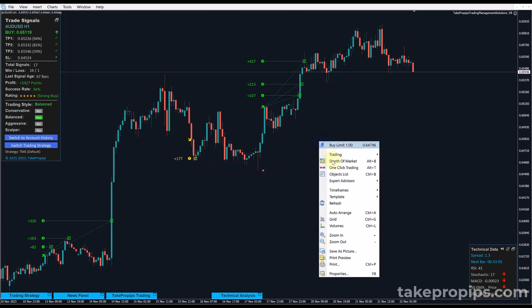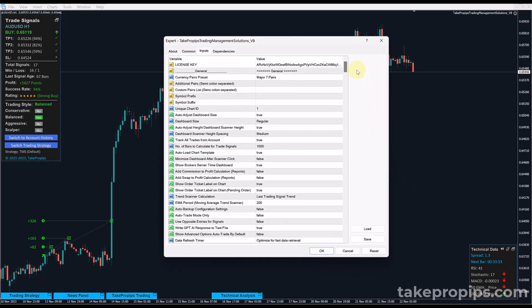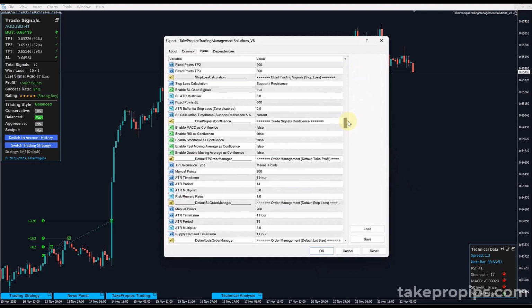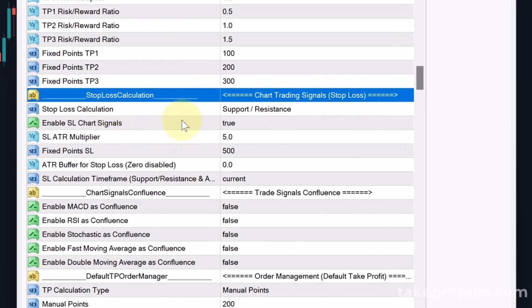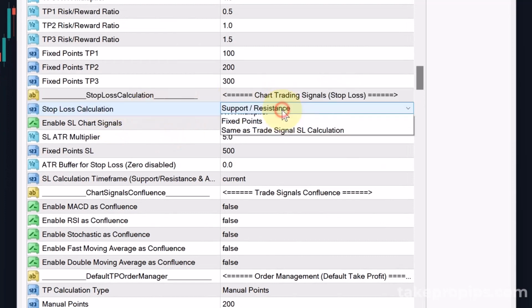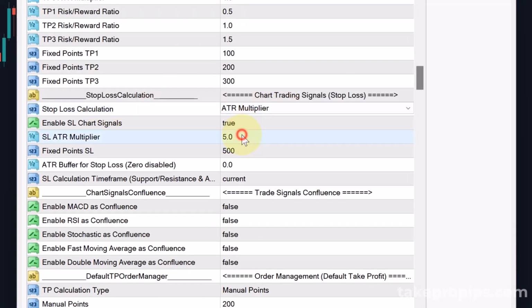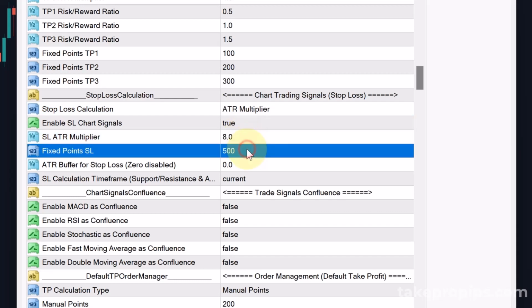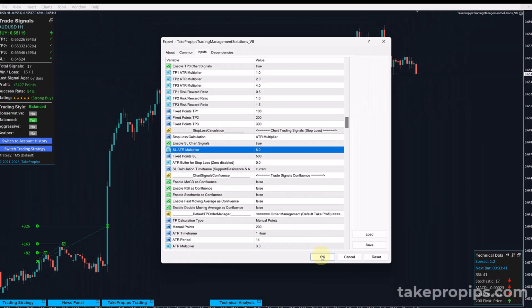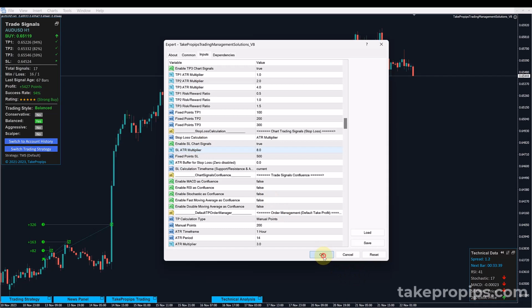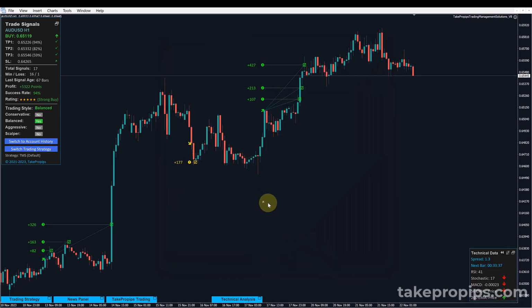You can also adjust the stop loss calculation on the input settings of the EA. If you want to change your SL so that it calculates based on volatility, then you can choose ATR multiplier. A higher volatility means your SL will be larger to account for larger price swings and avoid prematurely hitting your SL. If the volatility is low, then your SL will be smaller.